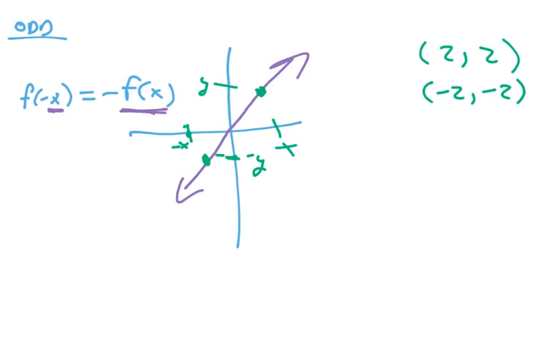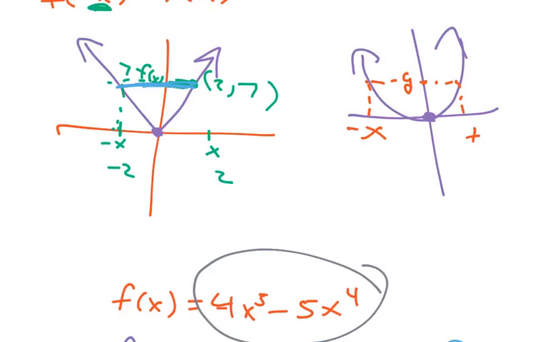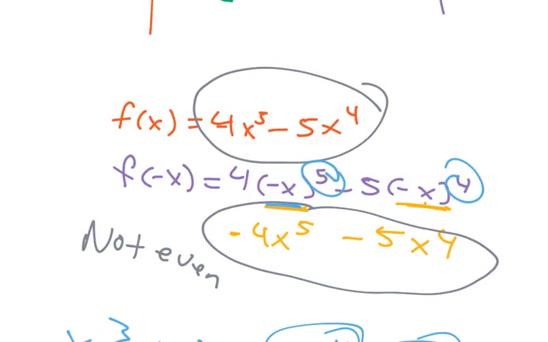Okay? So in our function, again, I'm going to be lazy here. If we go back to this one, when we plugged in a negative, do you see how this one changed to a negative, but this one stayed the same? In an odd function, everything flips the sign. So because this one changed, but this one didn't, it's not odd. That's why it's neither.